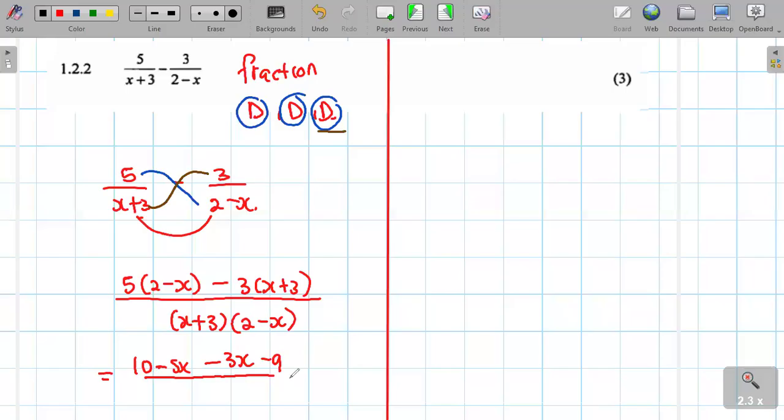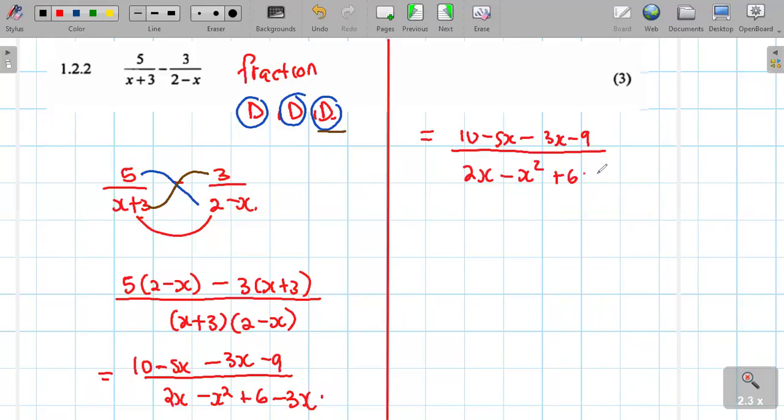Over. Can we try to multiply these 2 times x? I'm going to have 2x. X times negative x is going to be negative x squared. 3 times 2, that will be positive 6. 3 times negative x, that will be minus 3x. Let's try to write it here. I have 10 minus 5x minus 3x minus 9, everything divided by 2x minus x squared plus 6 minus 3x.